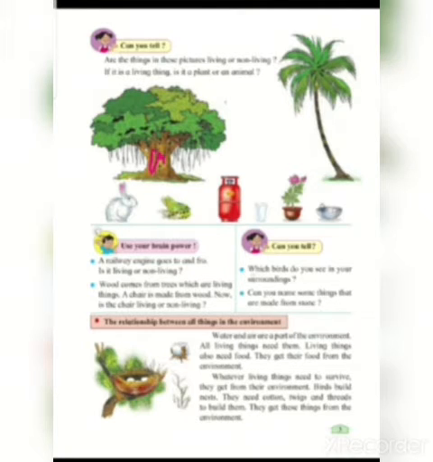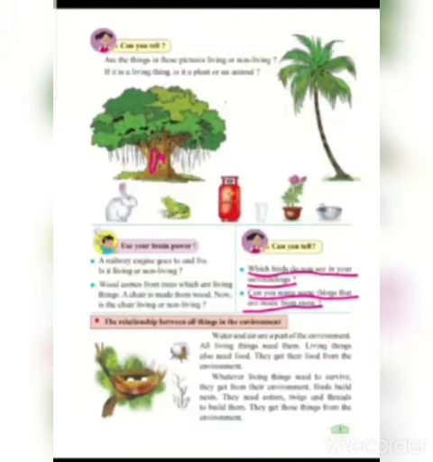See, next question. Can you tell which birds do you see in your surroundings? Do you see birds in your surroundings? Yes. Which birds? You must have seen sparrow, crow, pigeons, parrots also we see. Yes or no? Now see next question. Can you name some things that are made from stone? Okay, now children. So what are made from stone? Buildings, then other statues, tiles, many things are made from stone. So now let us proceed further. That is the relationship between all things in the environment.